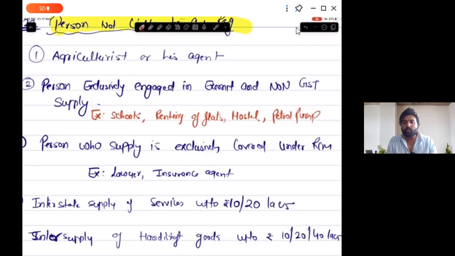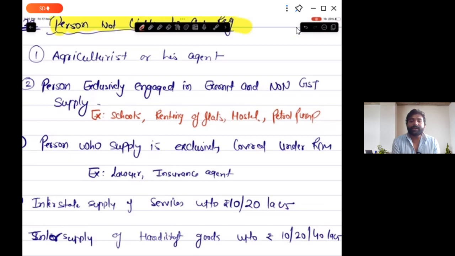Second is the person who is exclusively engaged in exempt and non-GST supply. I have told you in section 22 as well. If I'm only and only dealing in exempt or non-GST goods, then I don't need to get registered. Why do I need to get registered if I don't have to pay any GST? So of course, a person who is engaged in exempt or non-GST supply doesn't need to get registered.